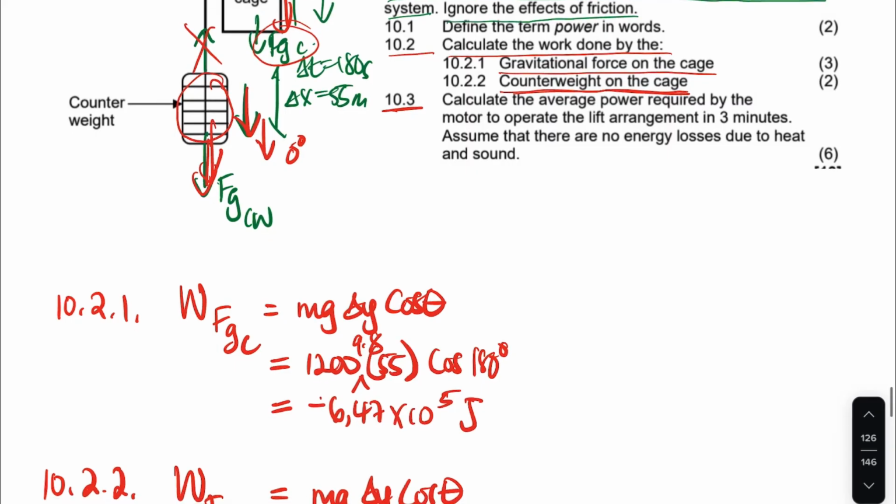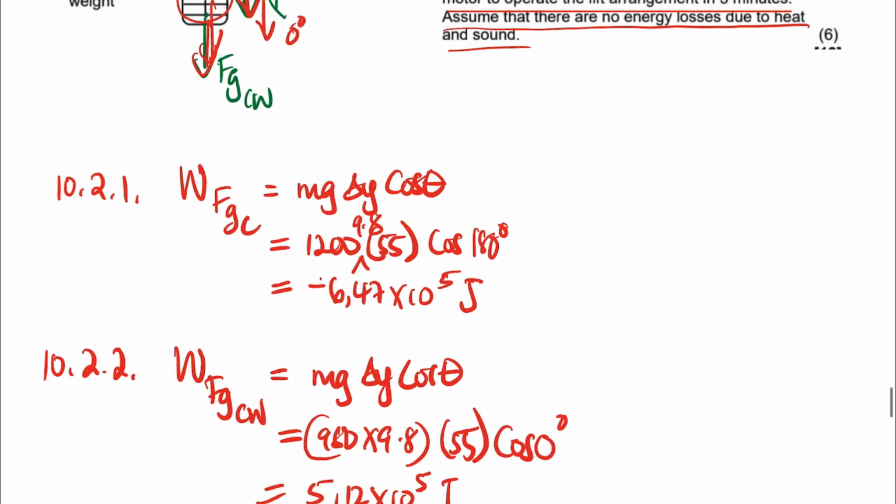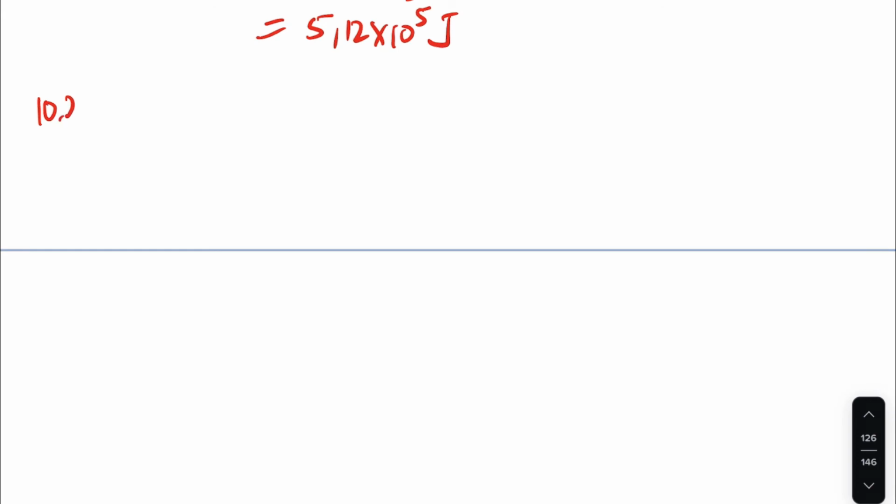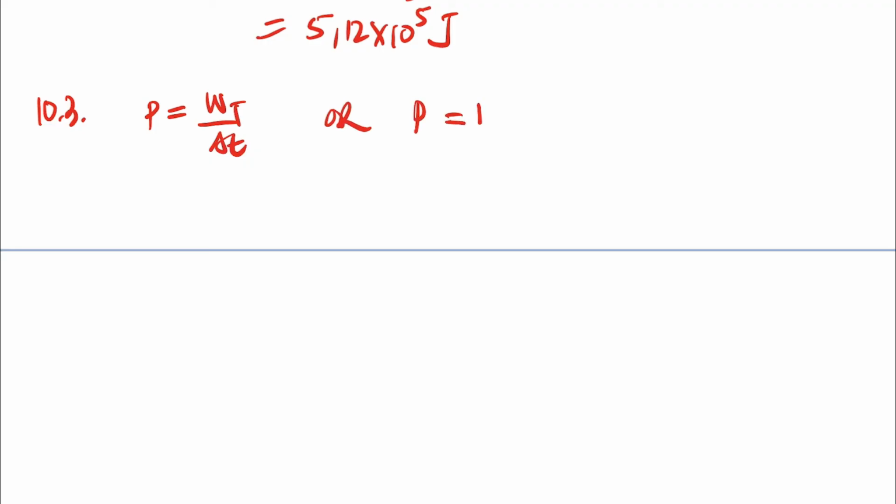So let's go to the last question. It says calculate the average power required for the motor to operate the lift arrangement in 3 minutes. Assume that there's no energy loss due to heat and sound. So this is 10.3. We want the power. To get the power, we use the formula W equals change in K, where W is the work done by the motor. Alternatively, we can use the formula that says average power is equal to force, which is the force of the motor, times the constant velocity.